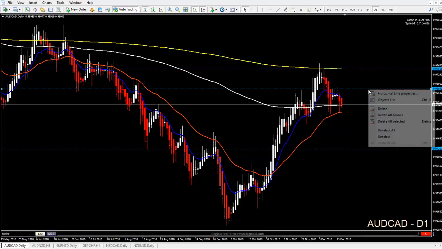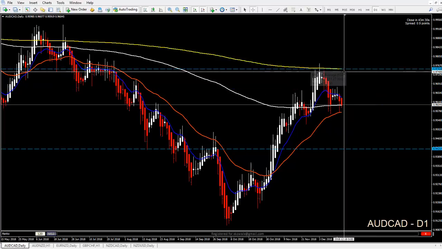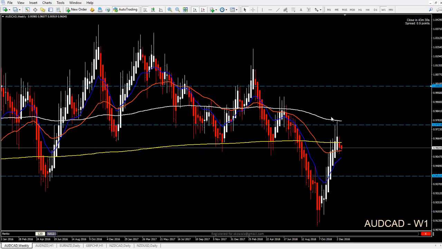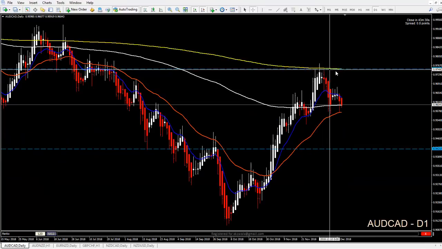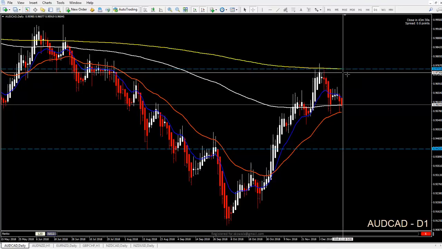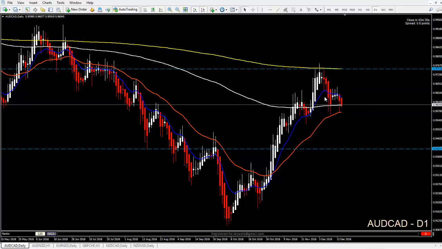We can delete this line, we can just leave this here, because what we see is the 200 resistance. Also on the daily chart we have the 83 EMA, so a really good level. Price right now is building two scenarios for us. We are in the profit zone, which is the 36 EMA.